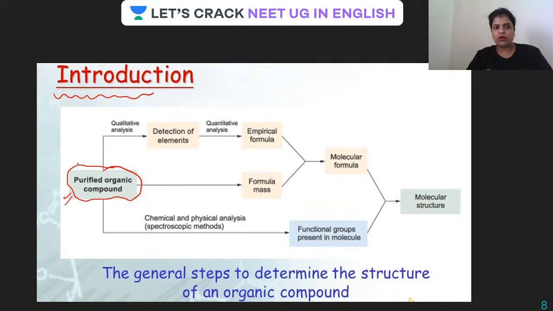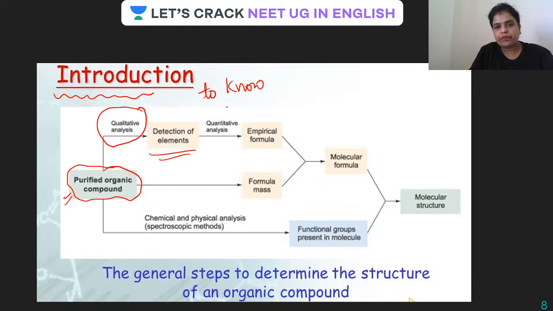Okay, guys. Now, after that, we first go for qualitative analysis. In that, we go for detection of elements. I'm repeating, we go for detection of elements. And once all the elements are known, the next step is to know their quantity, and that we do in the form of percentage.